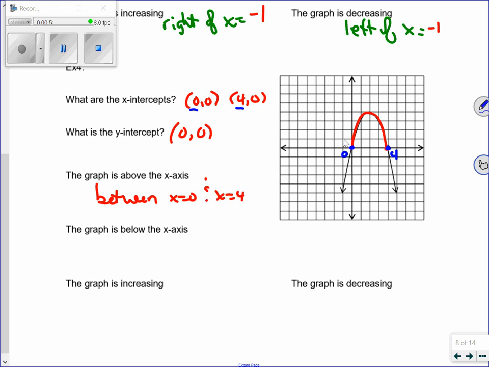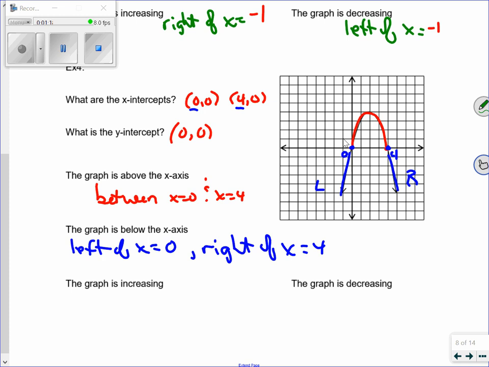Below the x-axis, I'm going to do in blue. That's the left side and the right side. You need to write that as two separate statements. So left of x equals 0. Also, right of x equals 4. Okay?